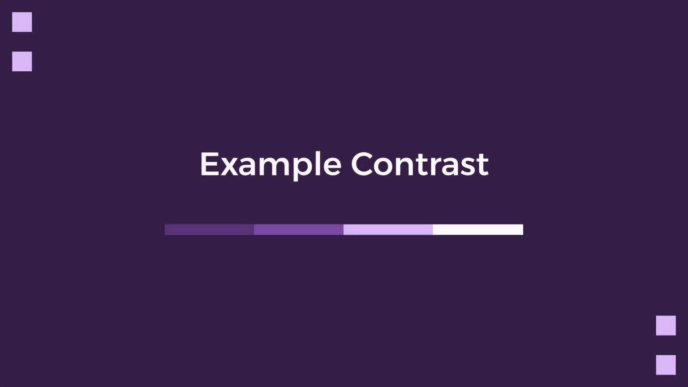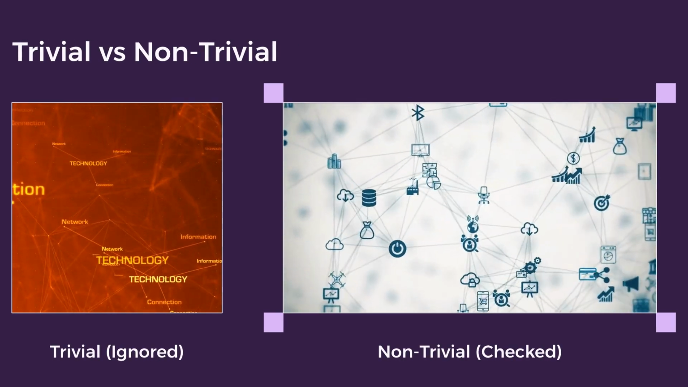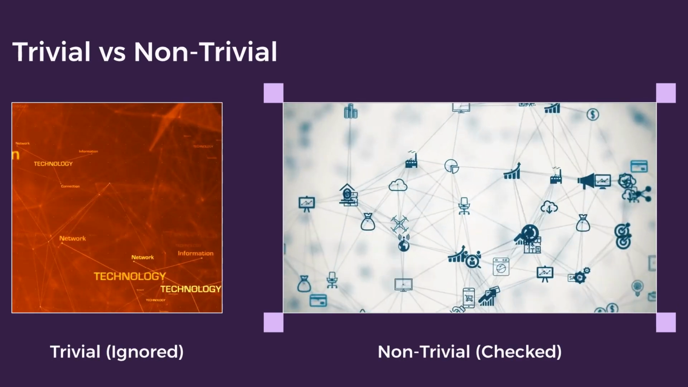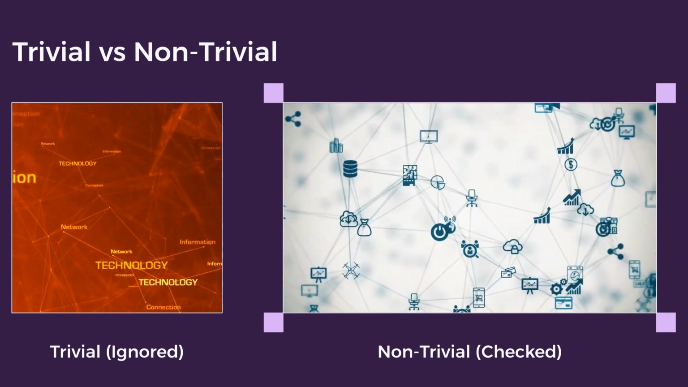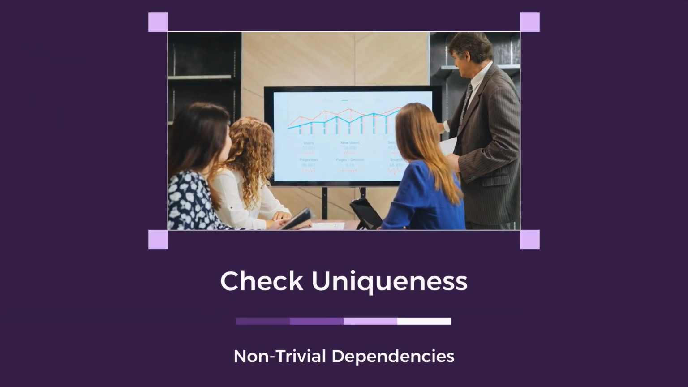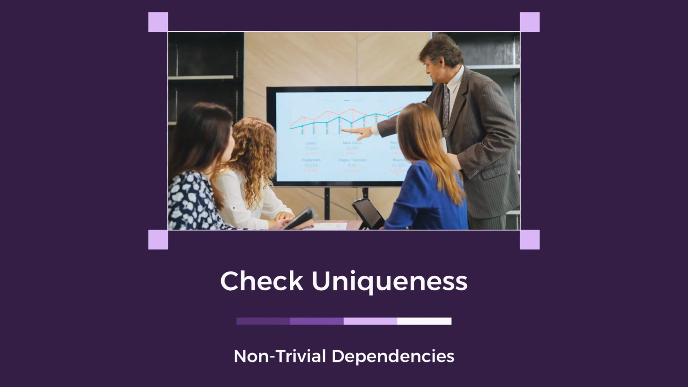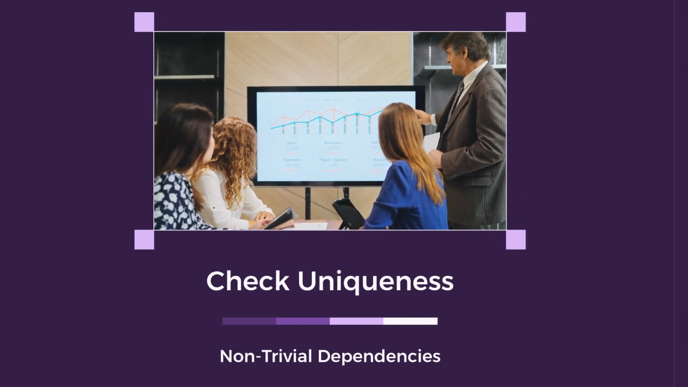Let's look at a quick example to contrast trivial and non-trivial dependencies in practice. Trivial dependencies like "fair class depends on flight code and fair class" are ignored. They don't need to be checked for BCNF compliance. However, any non-trivial dependency must be checked. We must verify that the determining column is unique to ensure a dependency is valid for BCNF.